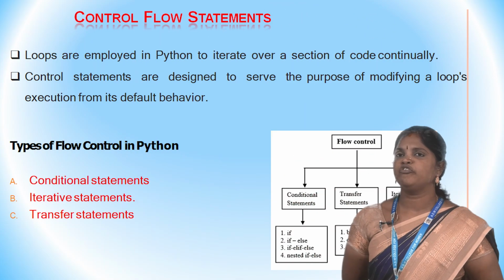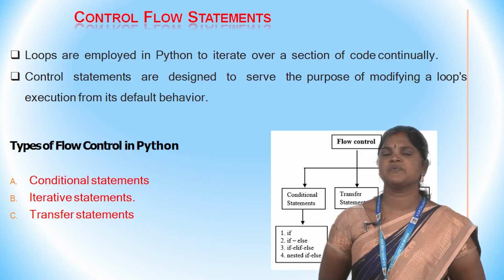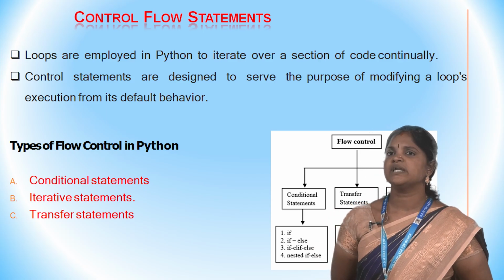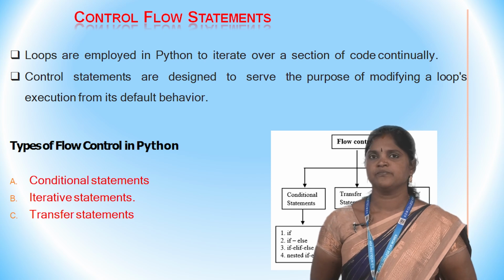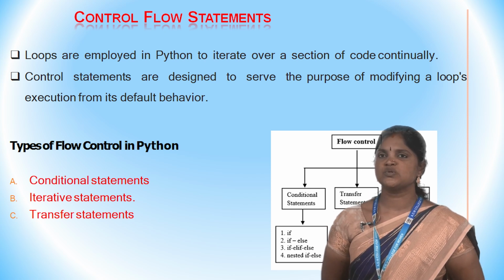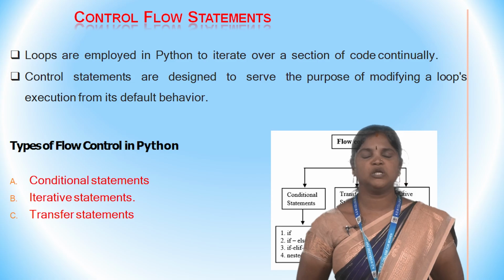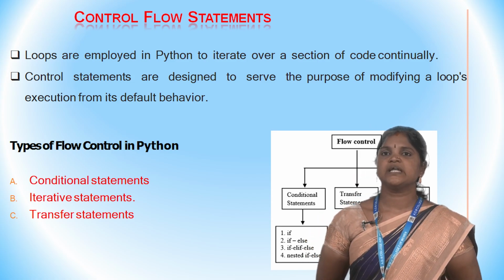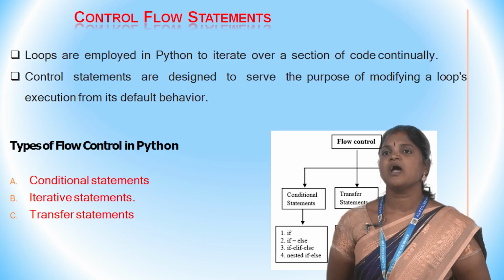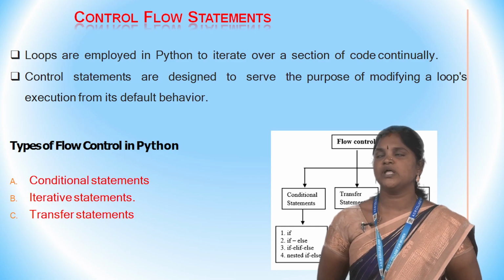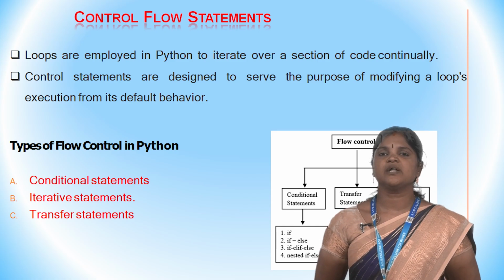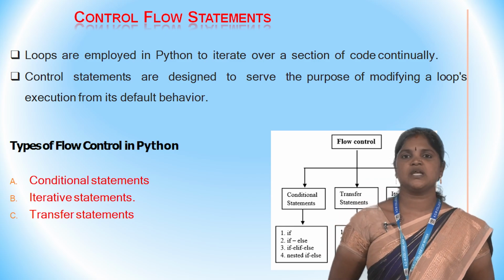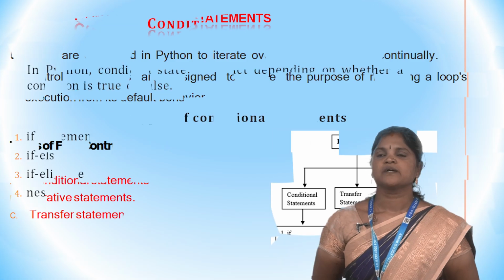Next one, control flow statements. Control flow statements and loops are employed in Python to iterate over a section of code continually. Control statements are designed to serve the purpose of modifying the loop's execution from its default behavior. Based on a condition, control statements are applied to alter how the loop executes. What are the types of flow control in Python? Conditional statement, iterative statement and transfer statement.